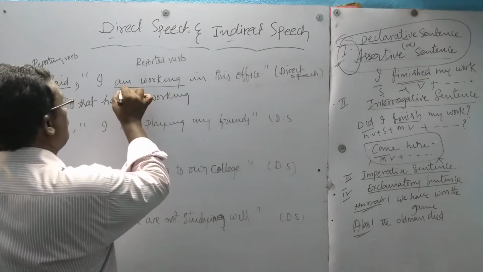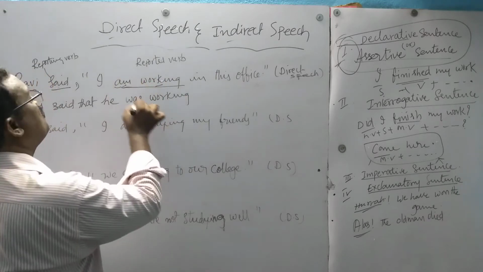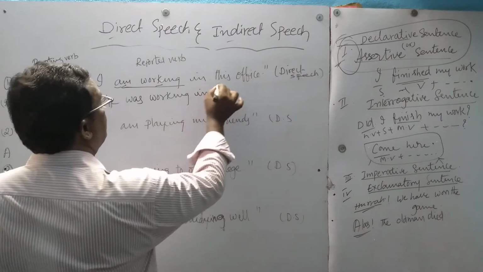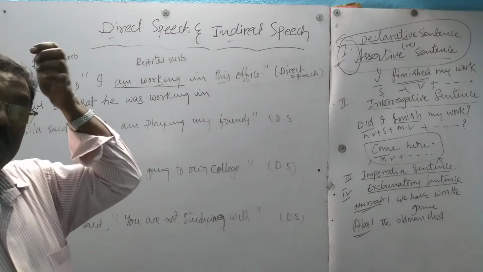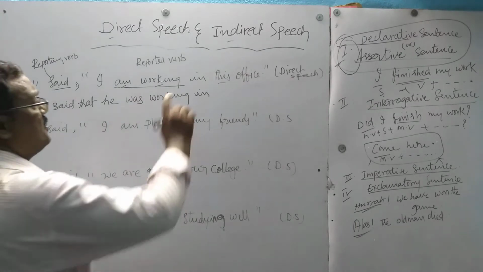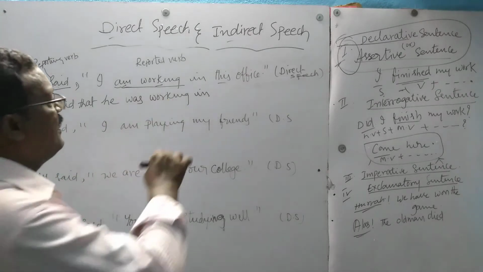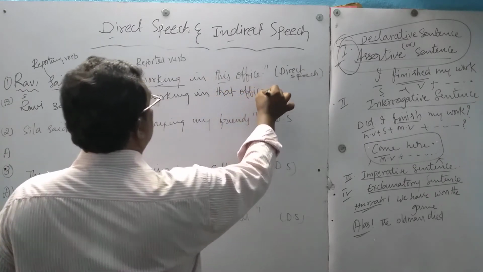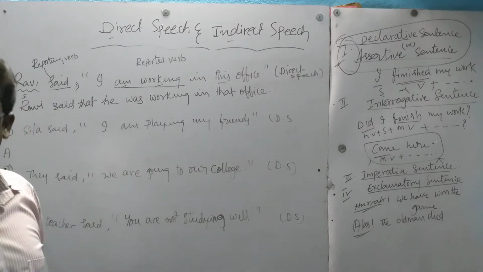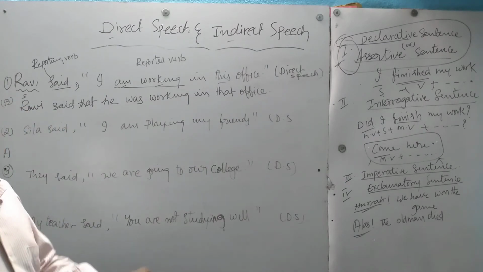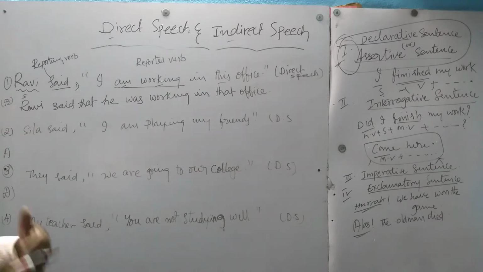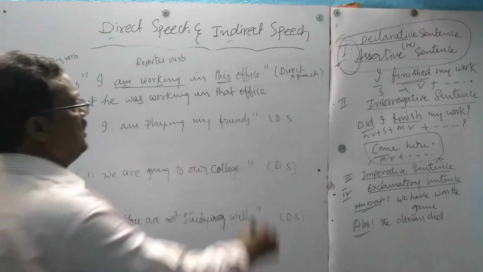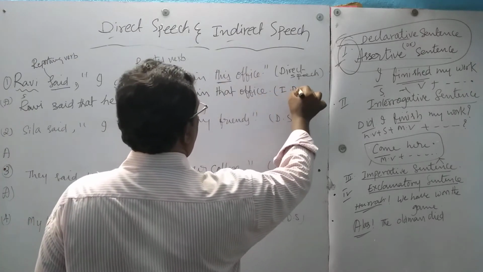This is the helping verb, this is the main verb. Only the helping verb we have to change into past tense. The main verb we should not change. "In" is a preposition. Place and time words we also have to change appropriately. "This office" means, at that time when he said it, "that office" we have to write. When he was near the office, he said, "I am working in this office." Now that office is not with us, so we say "in that office." "This" will become "that." Place words we also have to change. This is called indirect speech.